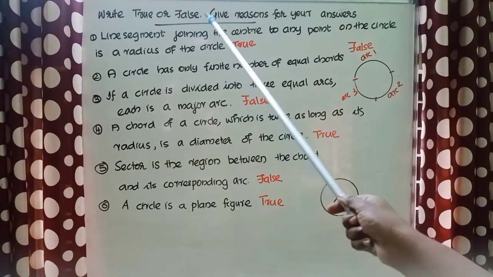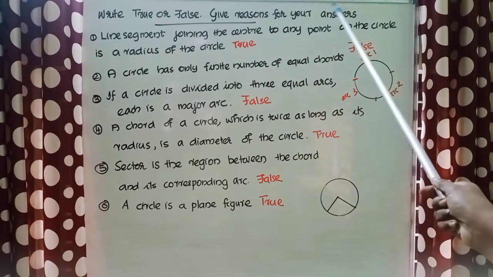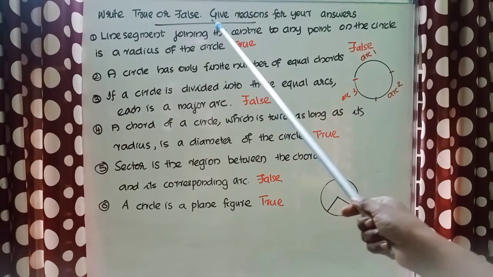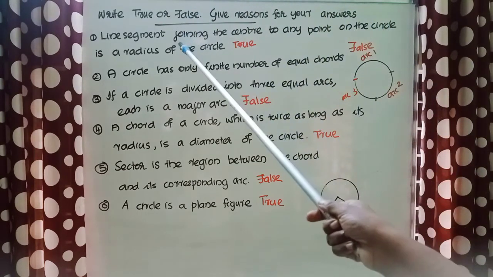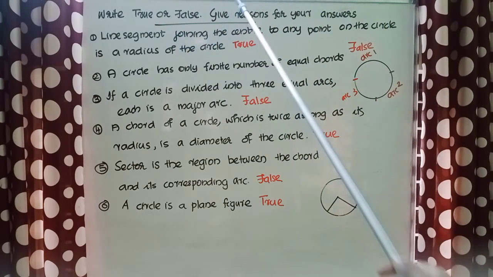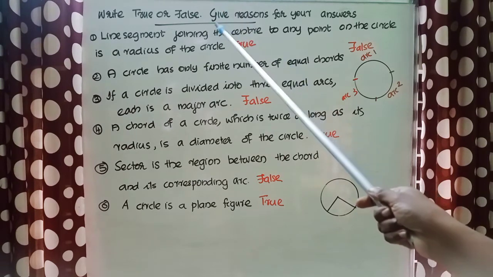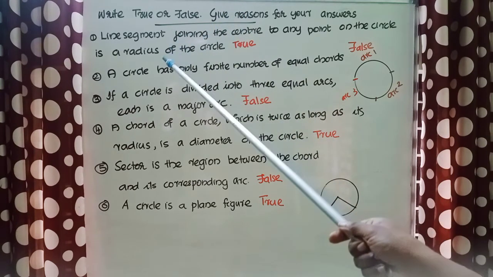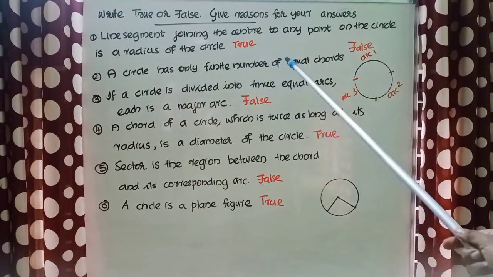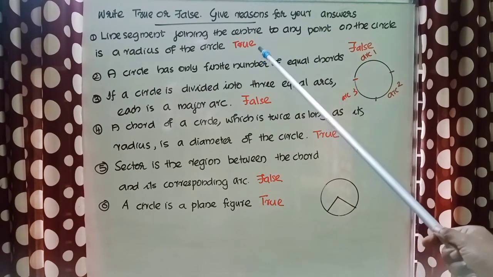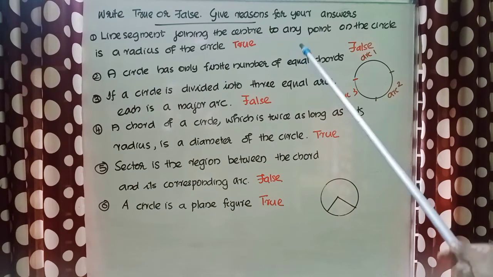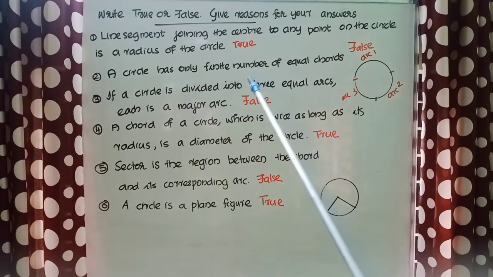Write true or false, give reasons for your answers. A line segment joining the center to any point on the circle is a radius of the circle. We know it is true. A circle has only a finite number of equal chords. It is false because we can draw infinitely many equal chords on a circle.